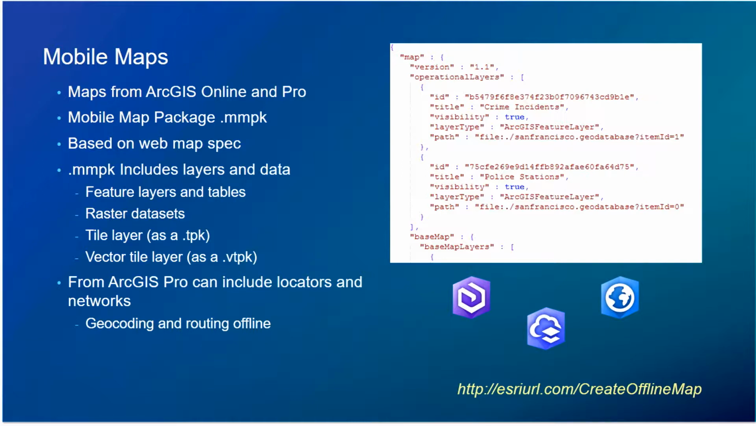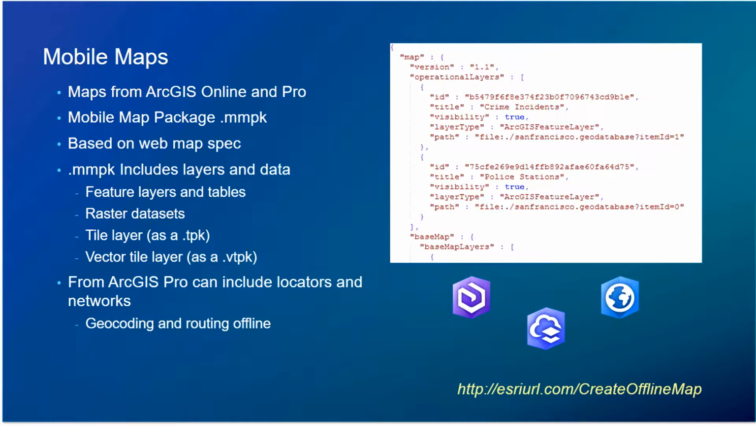The mobile map package basically contains base map content. It contains tile packages or vector tile packages. It can contain feature data within geodatabases. And then also it can contain network data sets for routing and locators for geocoding. Again, it's essentially based on the web map spec, but with extensions on top of that to support local layers within the map package.